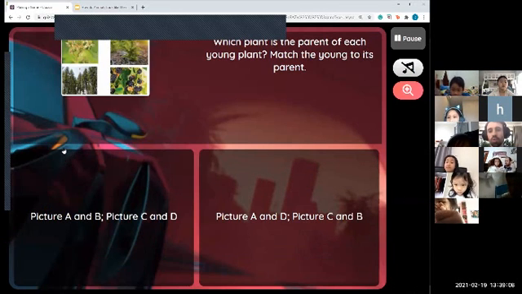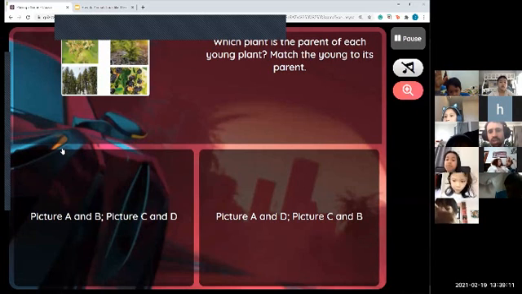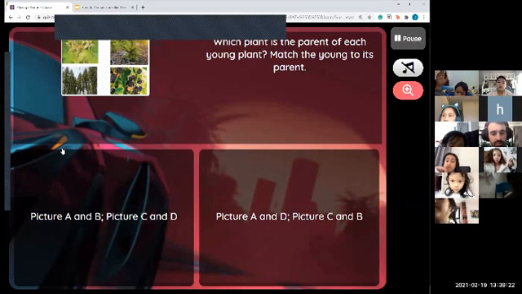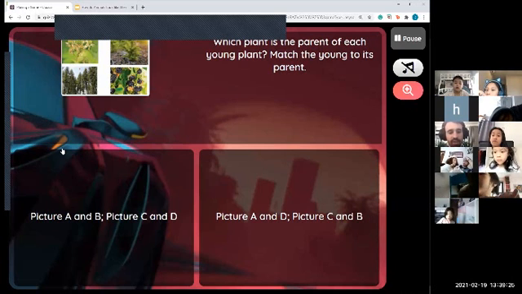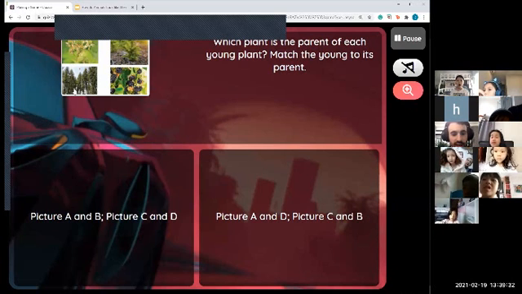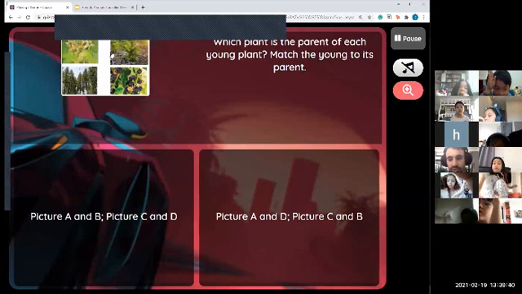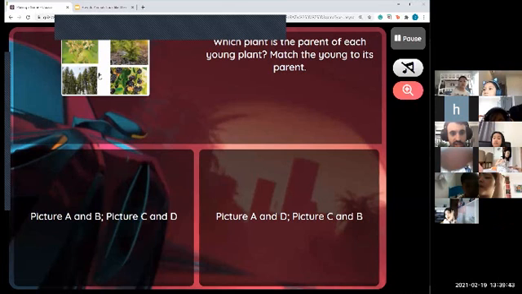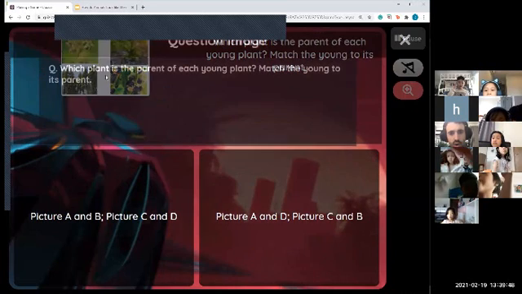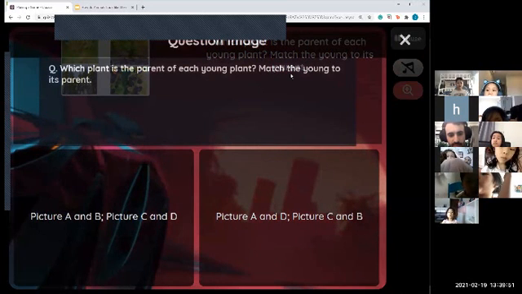Very good. I'll read this next one for you guys. Which plant is the parent of each young plant? Match the young plant to its parent. This one's a little bit hard to look at, but we have picture A and picture B and picture C and picture D. So we're matching them together. Let me see if I can make the picture bigger. There you go. Our first option is C and D, A and B.